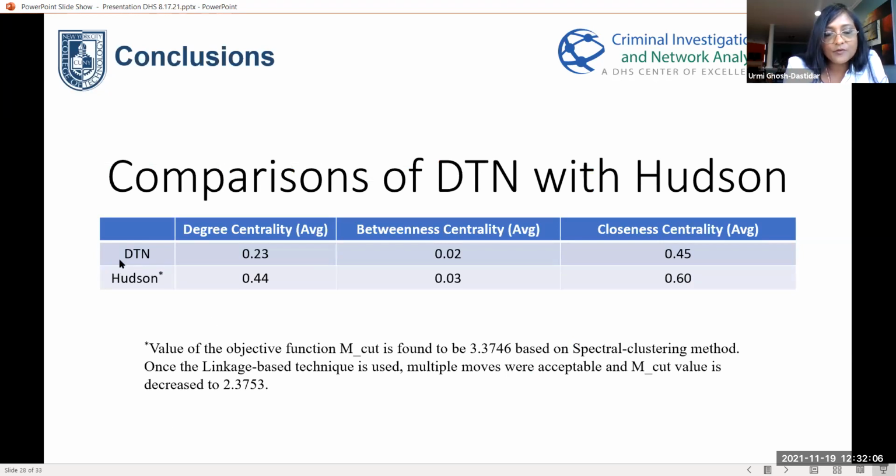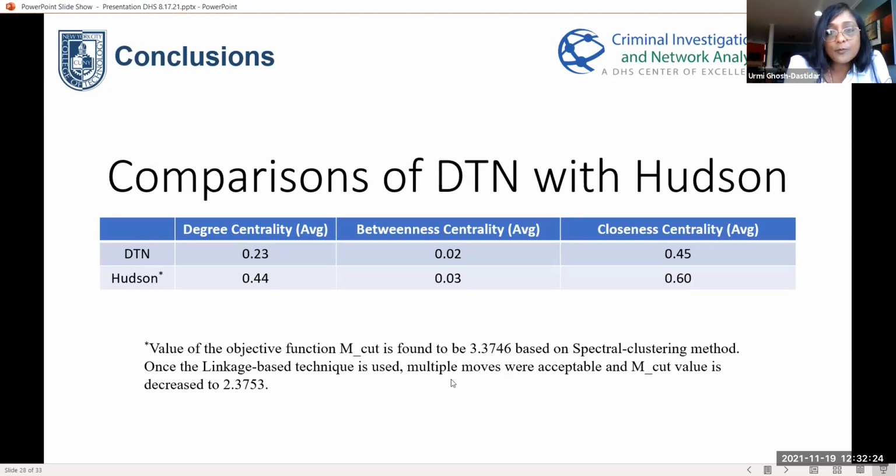We took the average for the drug trafficking network, which is 0.23, and this is 0.02, this is 0.45. And for Hudson River, the higher density network, it is 0.44, and this one is 0.60.